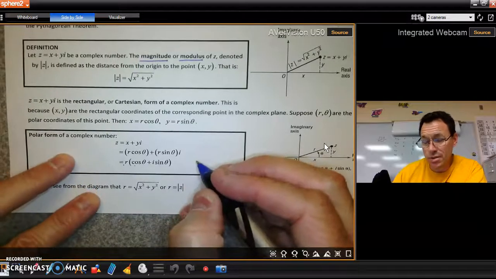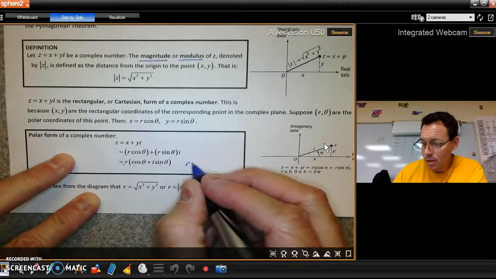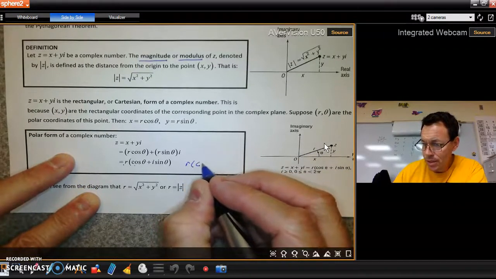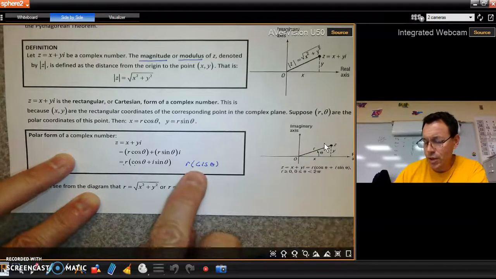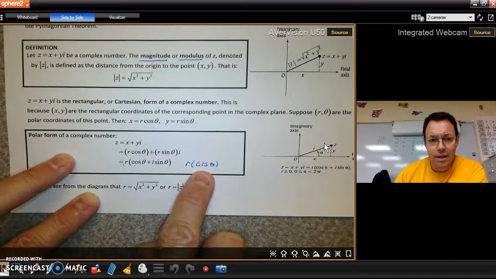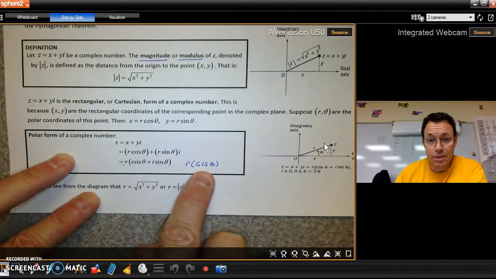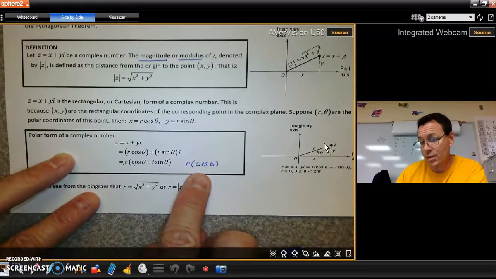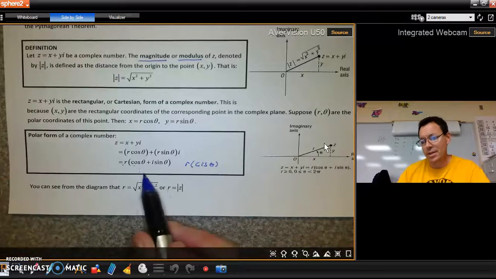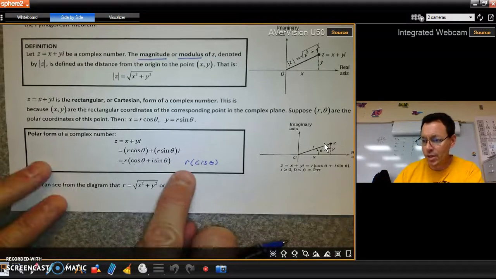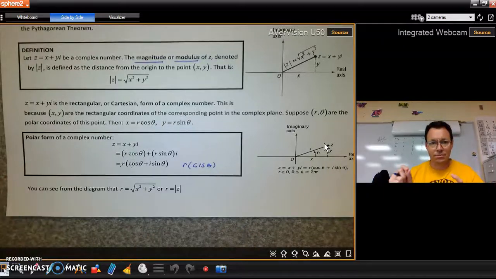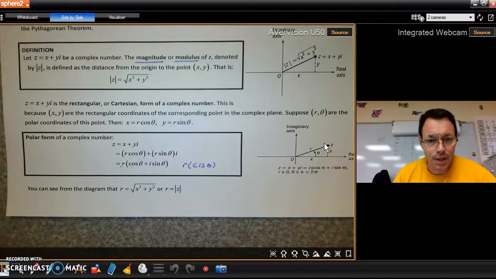In other courses, sometimes they write this as r cis theta. And that stands for cosine and then i sine. I don't do that because our book doesn't do that, but if you've ever seen that, or if you ever see that later on, that's all that is. They're just abbreviating that whole thing right there. So all you need is your r, you need your theta, and you put that little cis in the middle. Okay? That's it. That's the main thing we're going to be doing today.